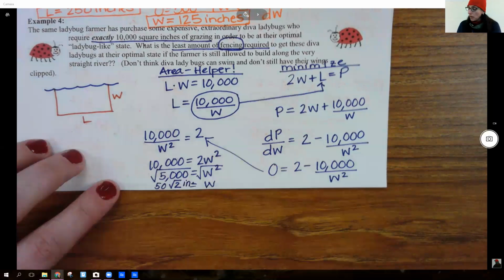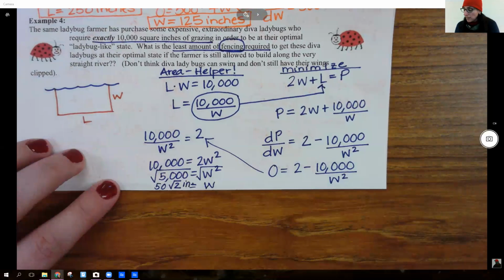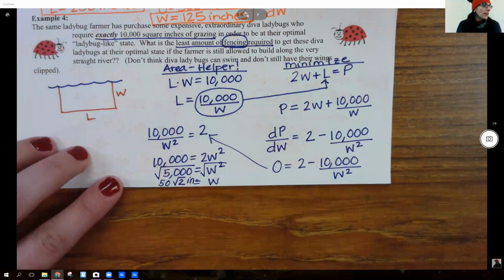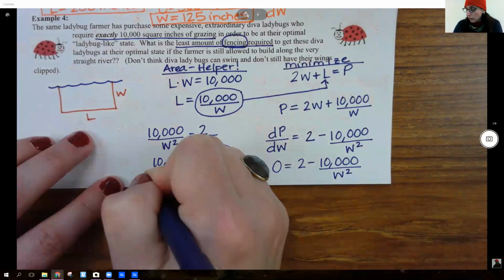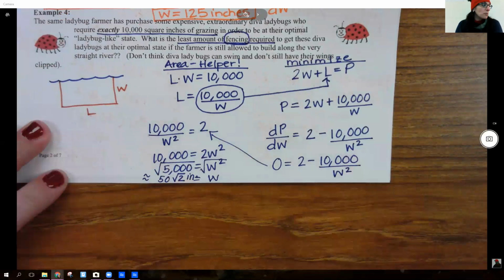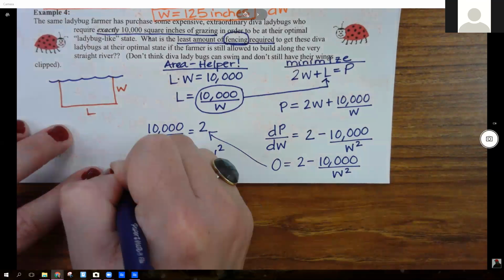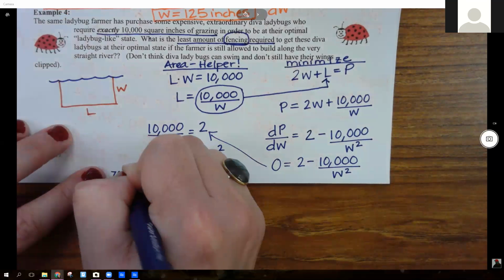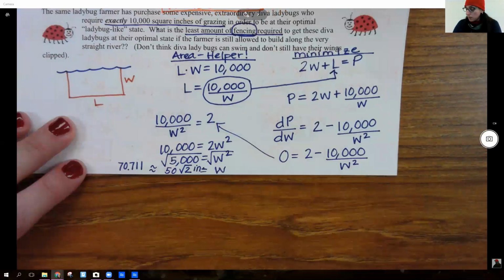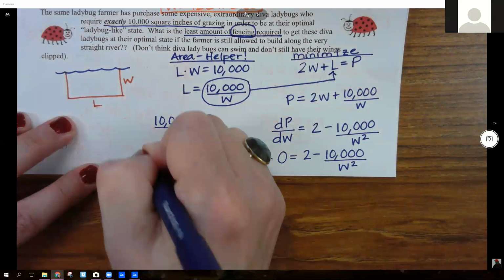Okay. It doesn't really say if we have to have an exact answer. So if anybody has 50 root 2 as a decimal, just make sure you put it out to 3 decimal places. Does anybody know what that would be as a decimal to 3 decimal places? 70.711. Cool. Thank you. So that's in inches.